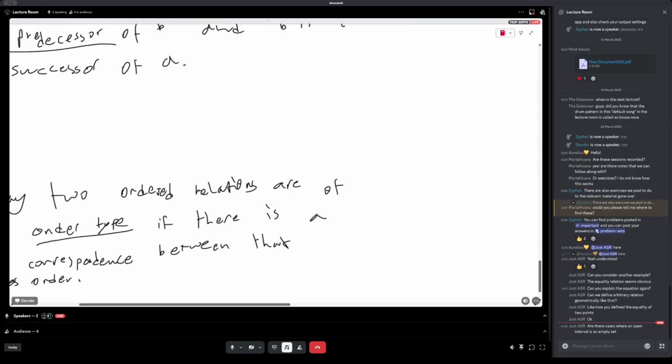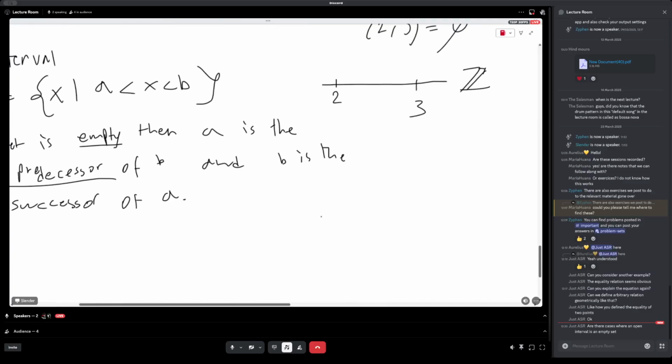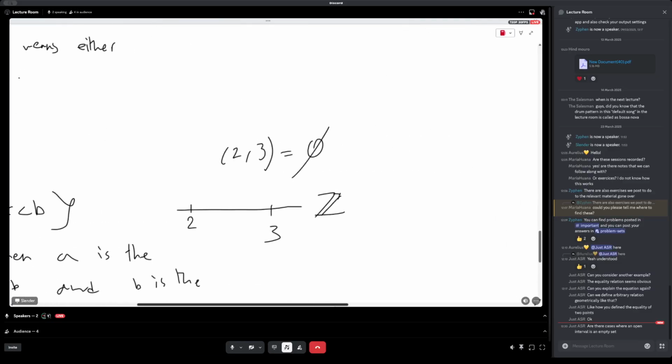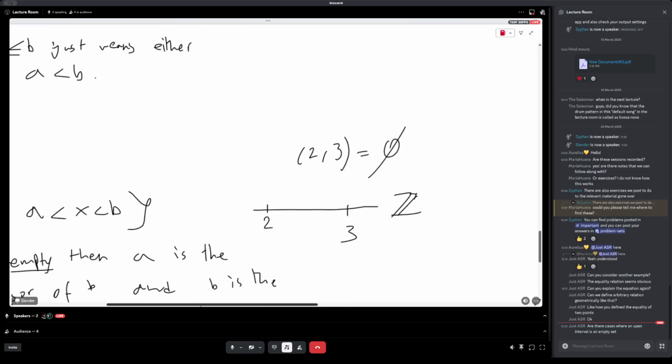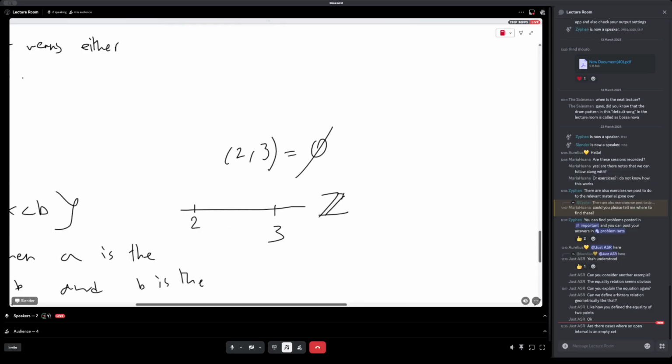Wait, did you want to explain the open interval from 2 to 3 in the integers? Yeah, I just explained it. Oh, I see, so it's in the integers. Okay, my bad. Yeah, that's it.